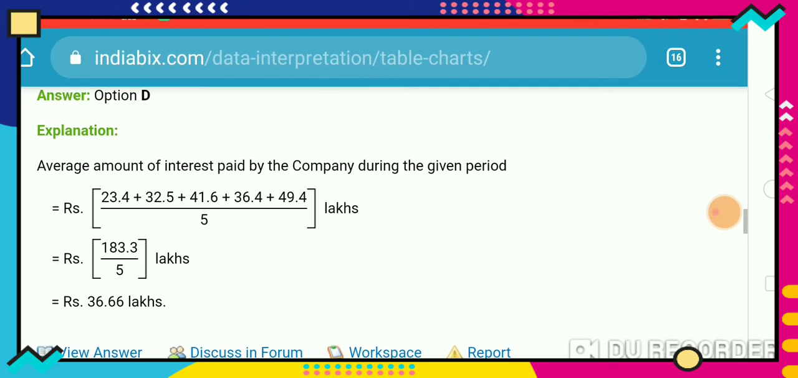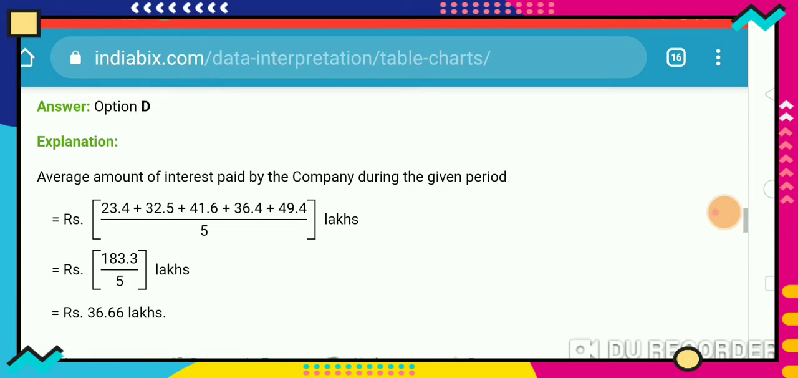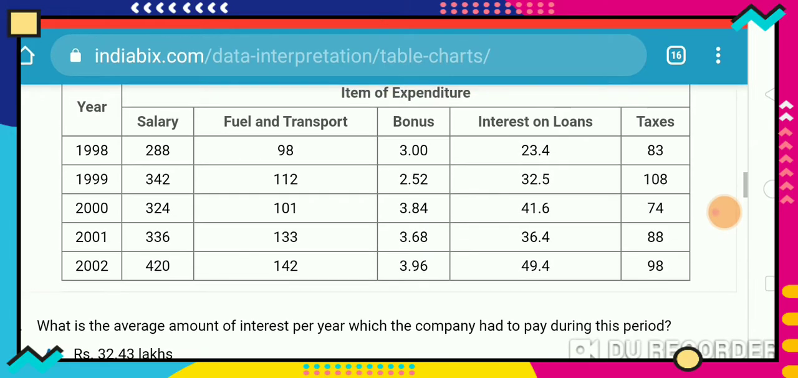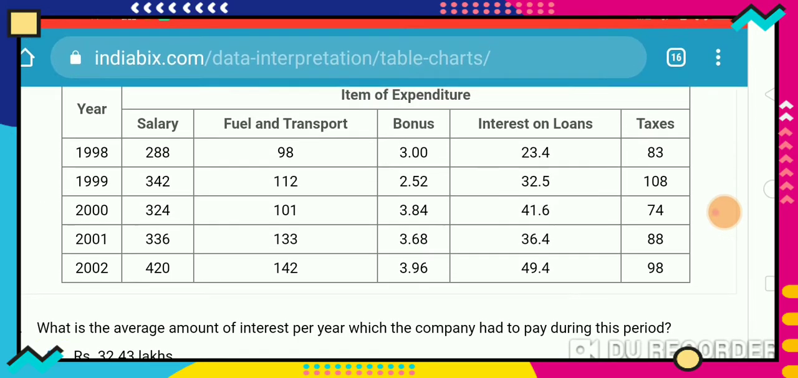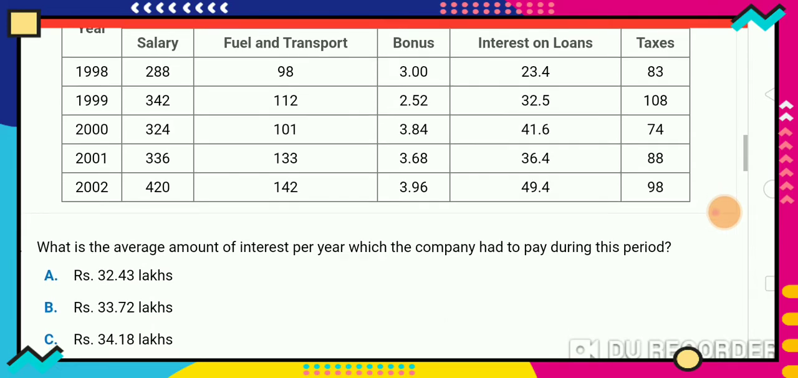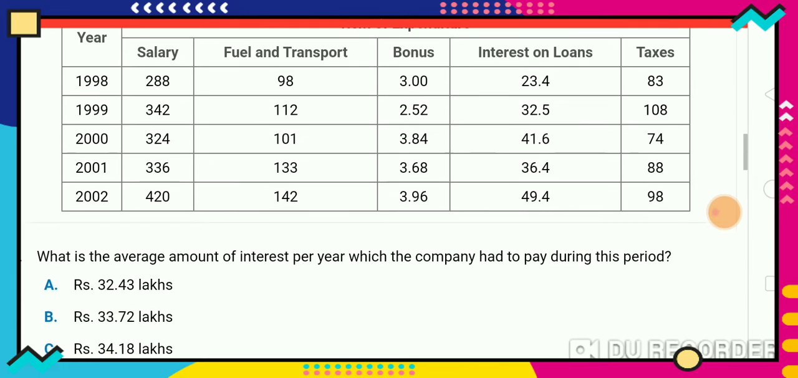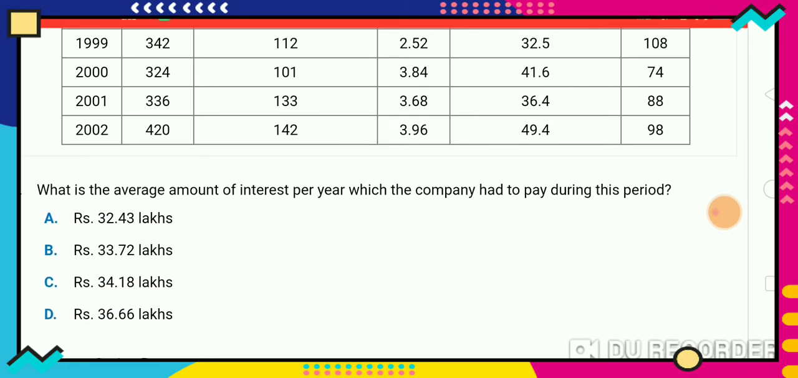The answer: average amount of interest paid by the company during the given period. They are adding the interest on loan, guys, because they say average interest paid. This is interest, so they are adding all. Why are they adding all? Because they mentioned average. If you see average, you should add, and if you see total, you should also add. If you see percentage, you should add and multiply by 100.